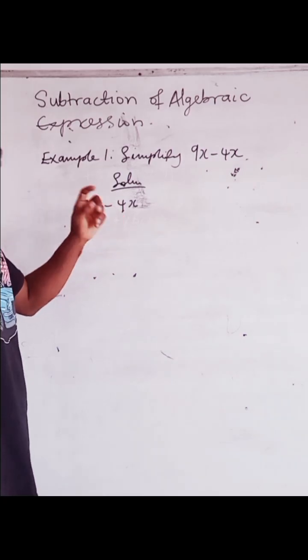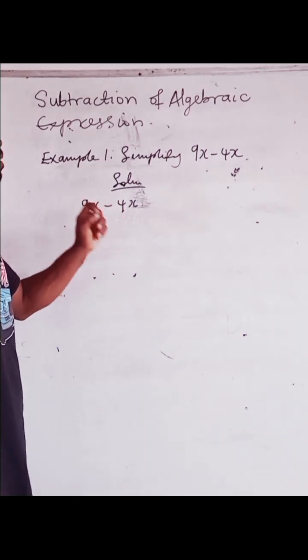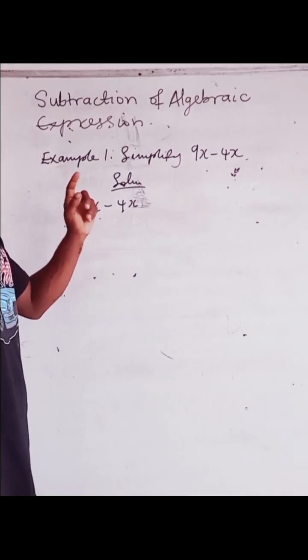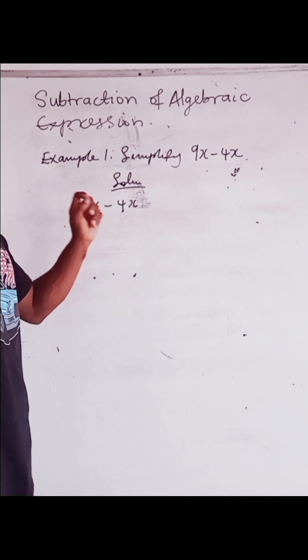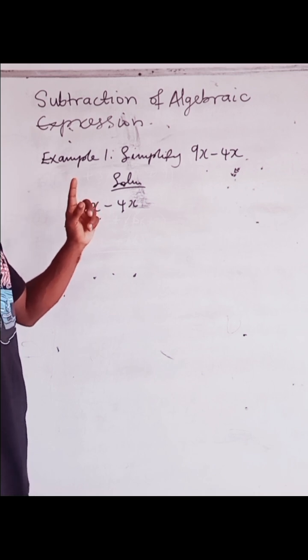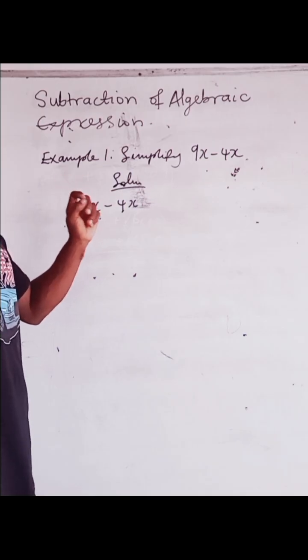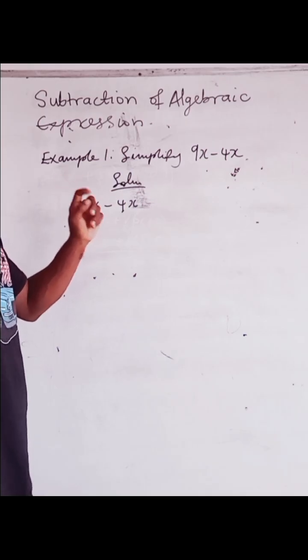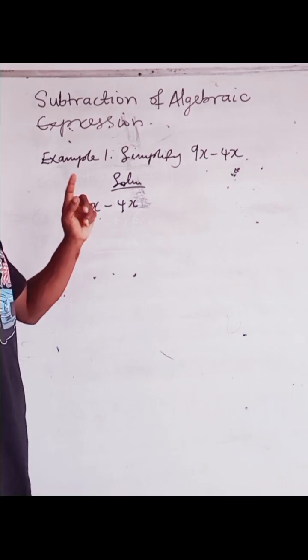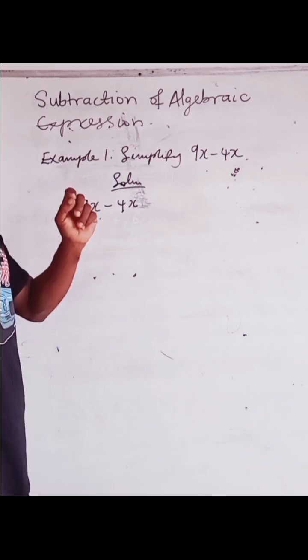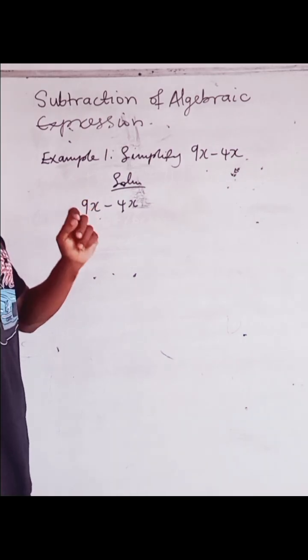Now remember when we were doing addition, I said that if you are asked to add two like terms, what you do is pick the common variable and then add the coefficients. So that rule also applies when you are doing subtraction. In this case, you are also going to pick the common variable and then subtract the coefficient.